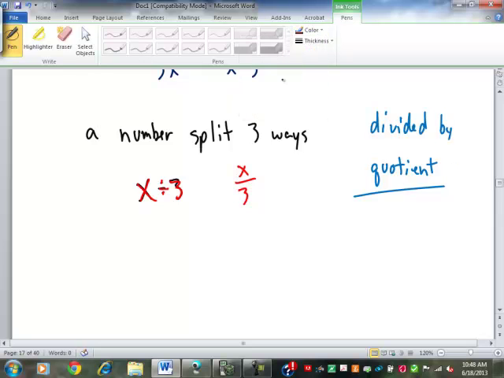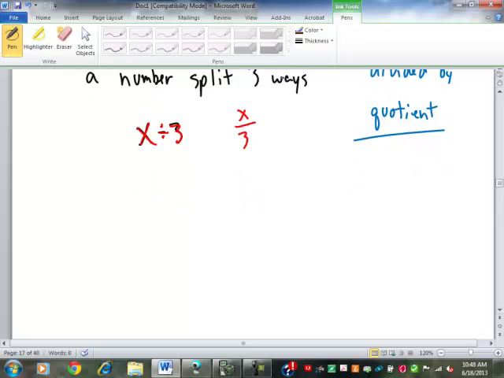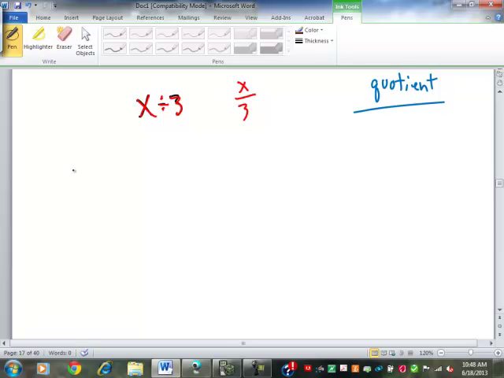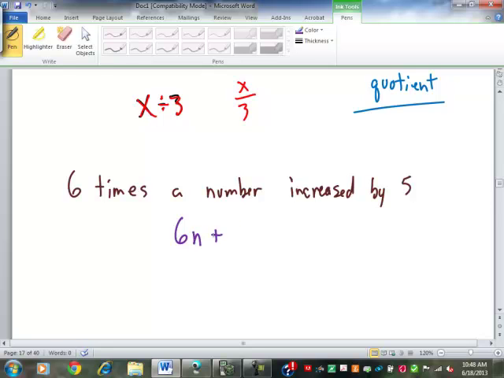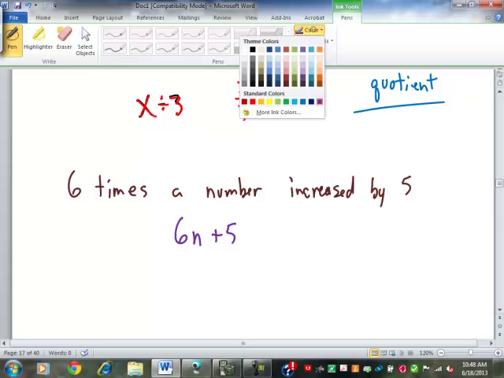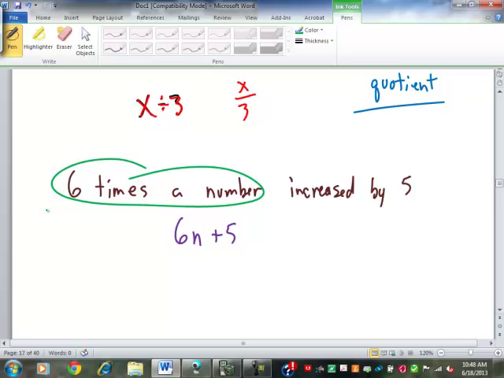The real tricky part comes when we start combining more than one operation into these phrases. We might have 6 times a number increased by 5. Perfect. 6n plus 5, or 6x plus 5, whatever letter we want to use. It is 6 times the number, 6n, then increased by 5 is plus 5.